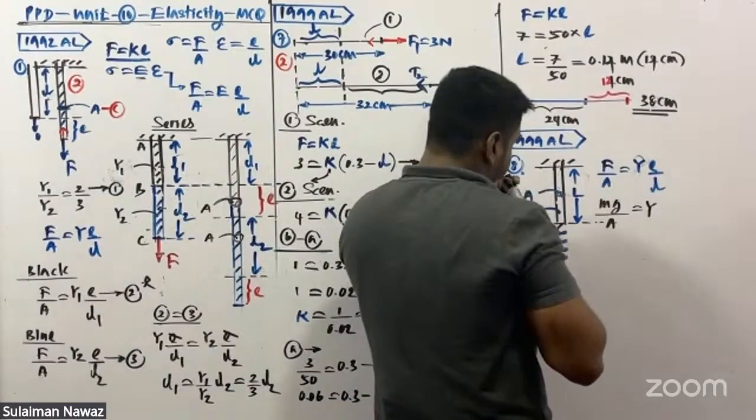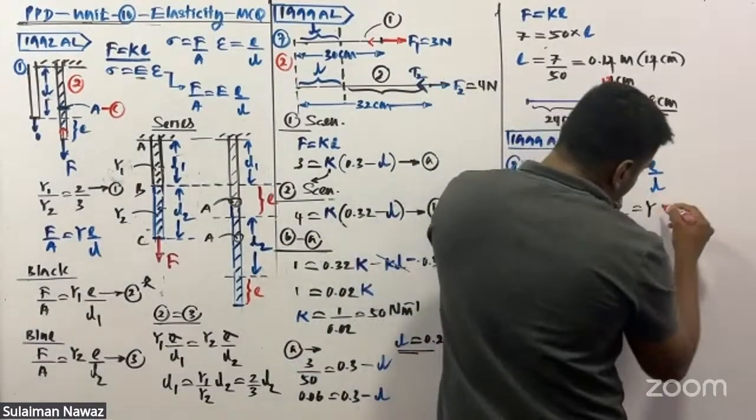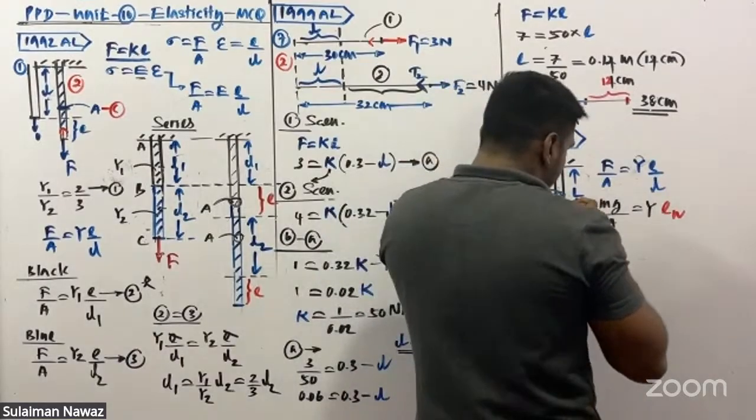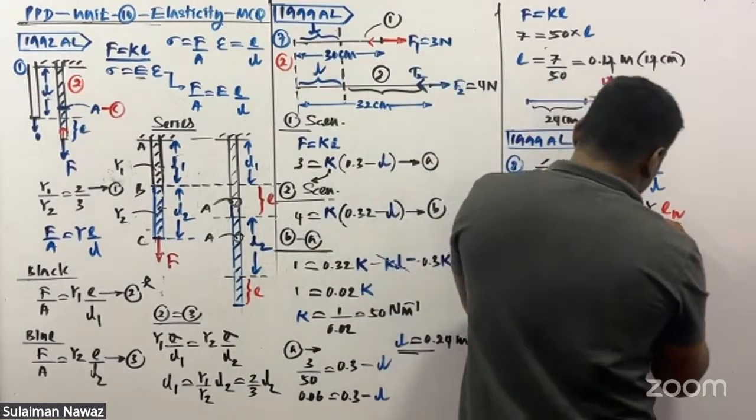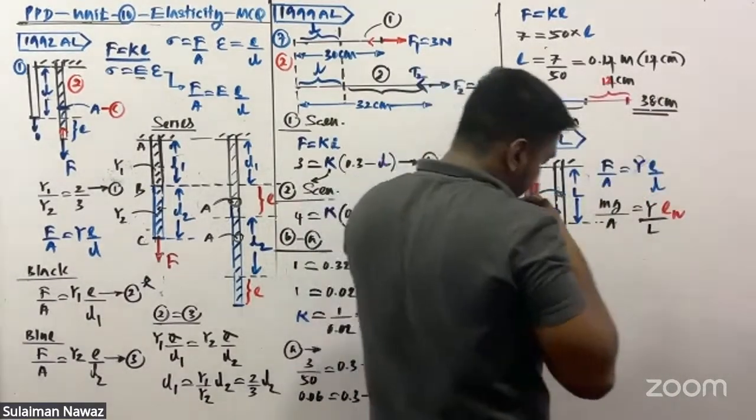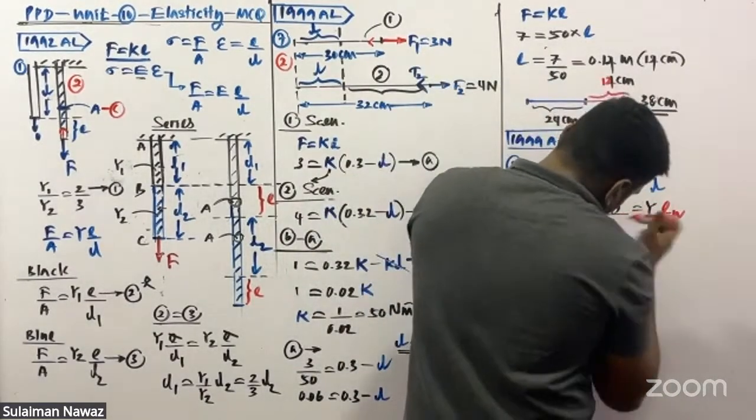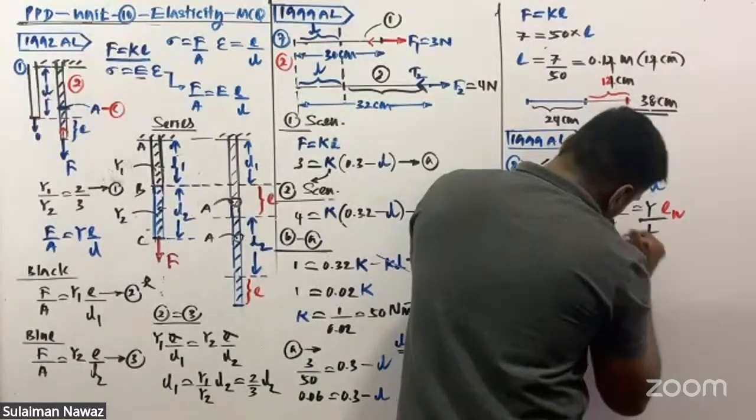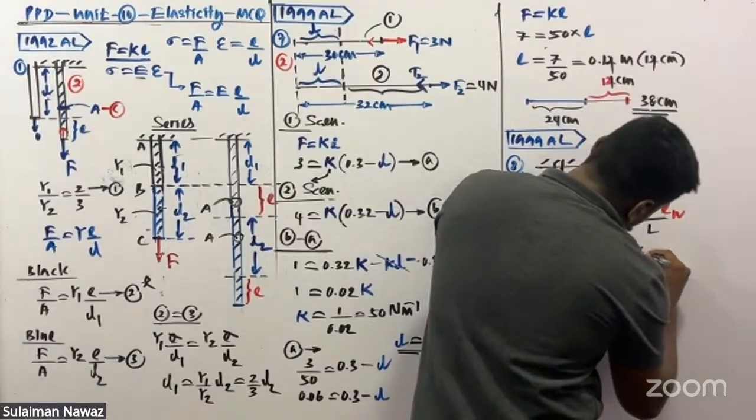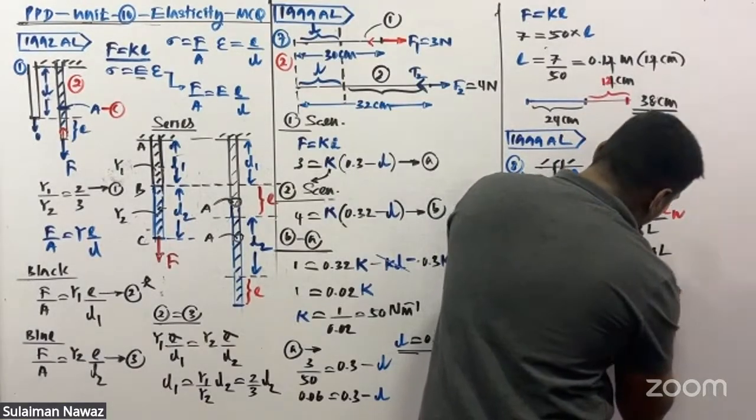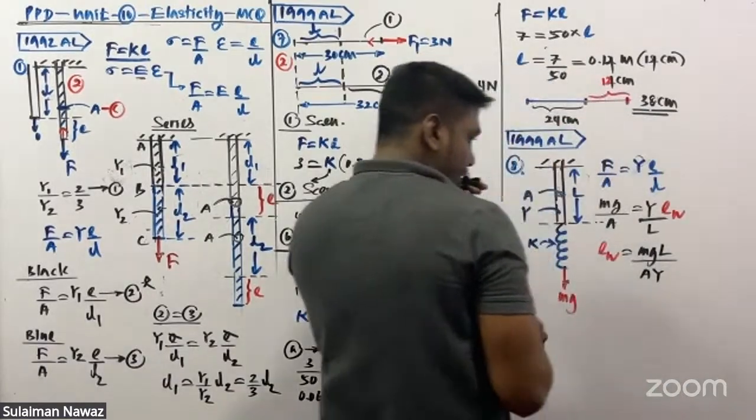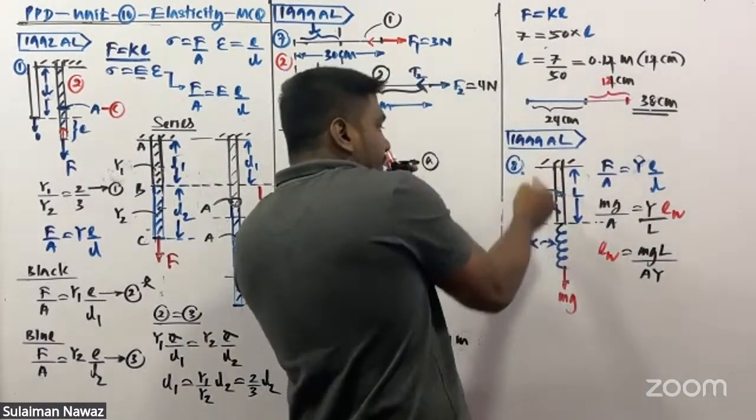Therefore, I write down the extension of the wire, simply EW. The natural length of the wire is capital L. If we substitute, EW equals mg times capital L over AY. Right? So this is the extension only from the wire.